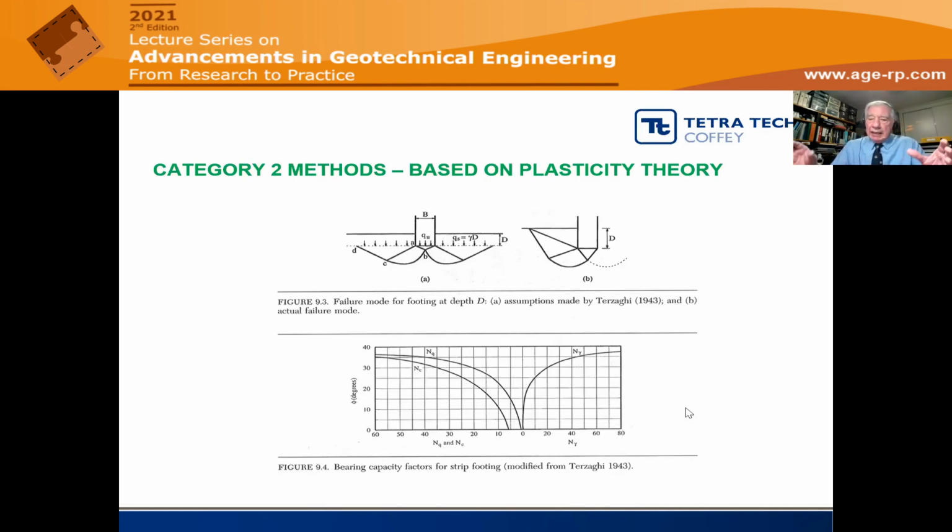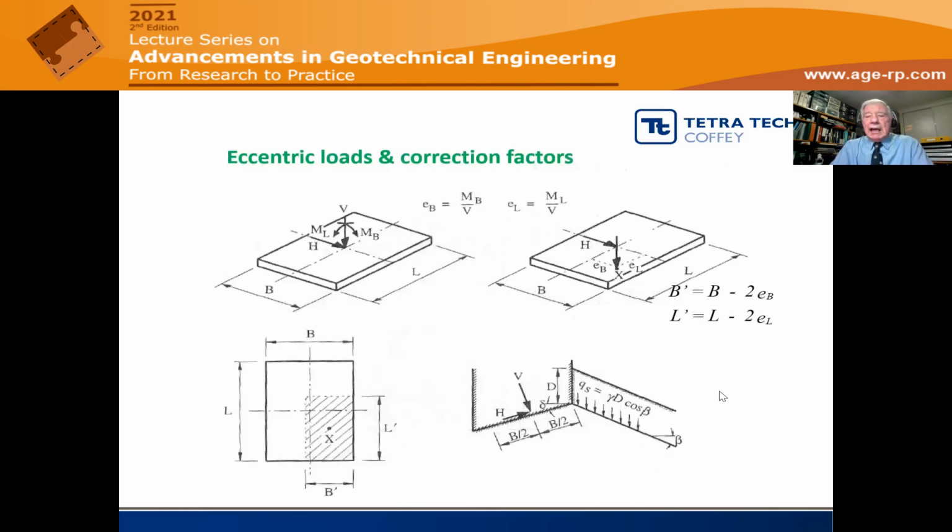And so the denser the sand, for example, the higher the friction angle, the higher the bearing capacity. That's what you would expect. And there are also correction factors for load inclination and eccentricity.